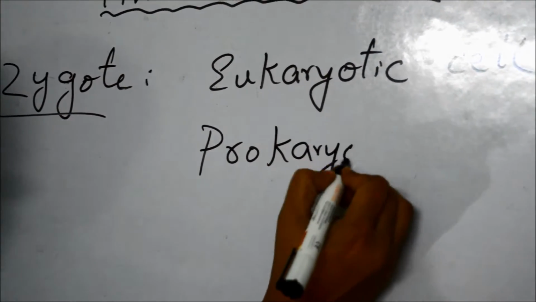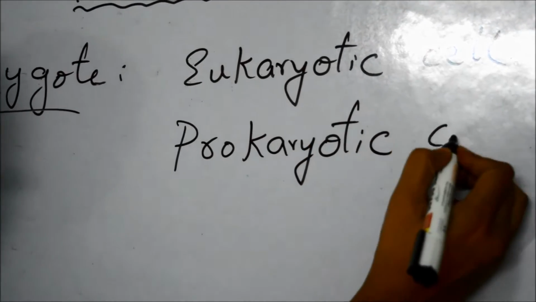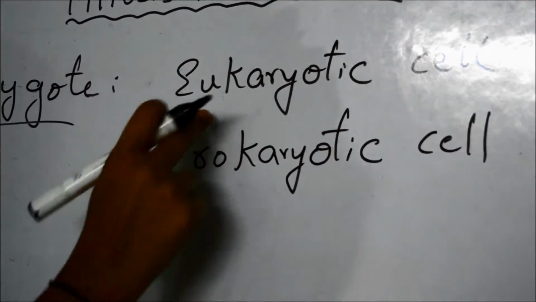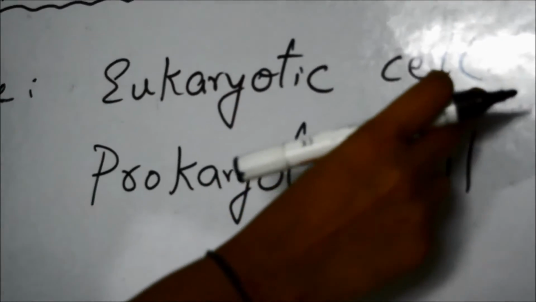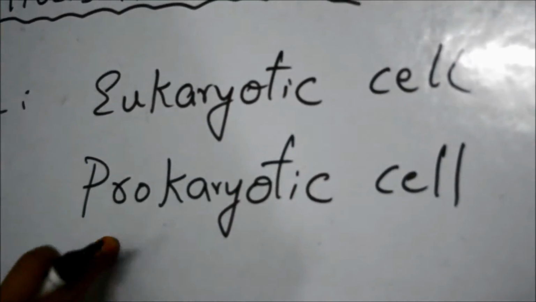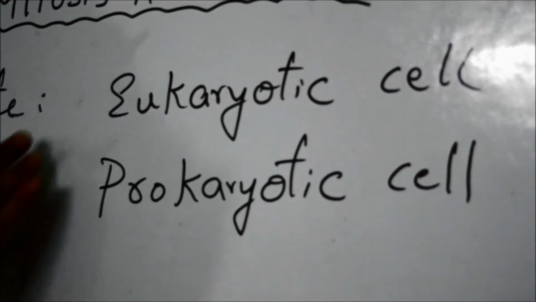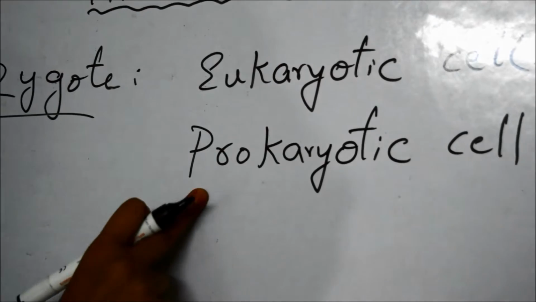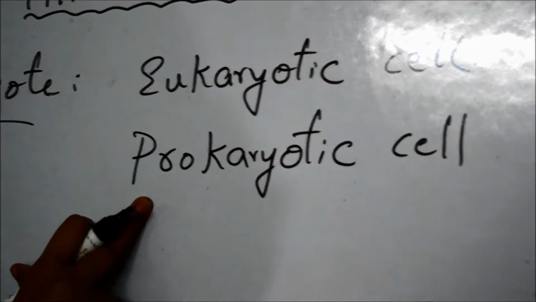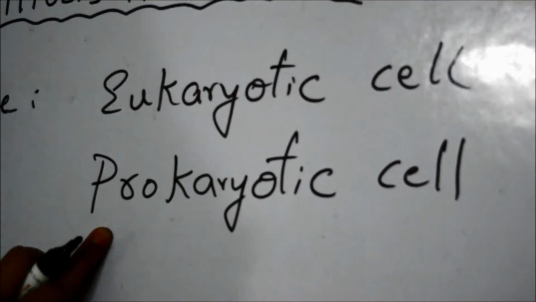Have you heard the word prokaryotic, students? What is a prokaryotic cell, and what is the difference between these two cells? In eukaryotic cells, the nucleus is present, while in prokaryotic cells, the nucleus is absent. This is the major difference between prokaryotic and eukaryotic cells. For example, bacteria are prokaryotic cells because in bacteria the nucleus is absent.